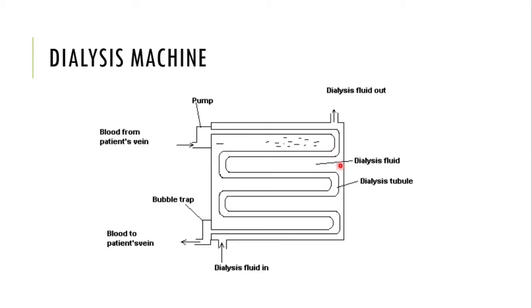Then we've got the dialysis tube, mechanically coiled. Then we've got the bubble trap, and then blood to the patient's vein. So this is blood from the patient's vein, coming from a vein, entering, and then going back into the patient's vein. So this is the diagram of a dialysis machine. Please pause the video, look at this diagram very well, and play it back to continue watching.